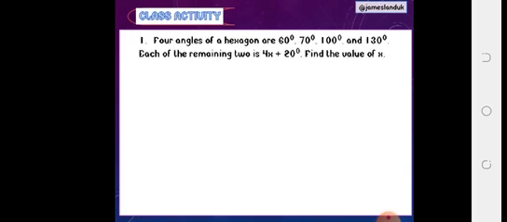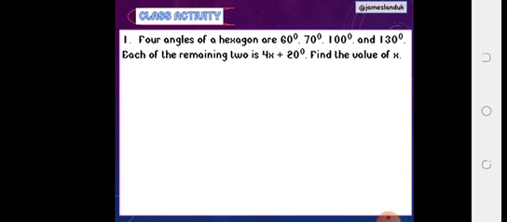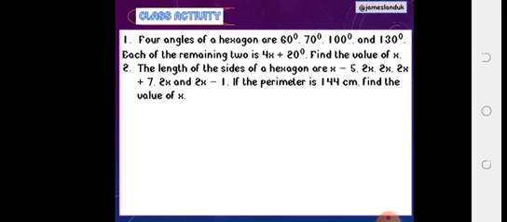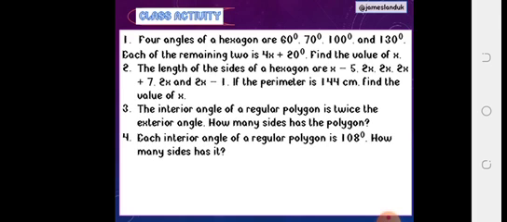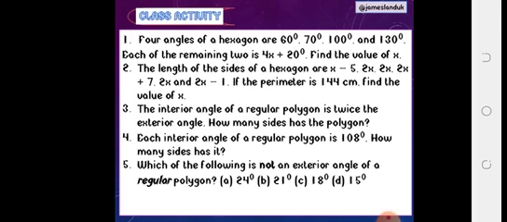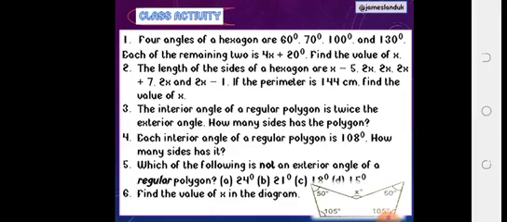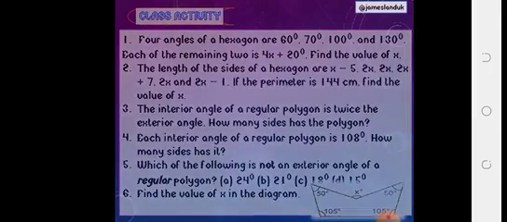So the next thing we are going to have is class activities, questions for you to attempt if you really understood what we have discussed. So solve the questions you are seeing on the screen, solve them and see if you get your answer correctly.